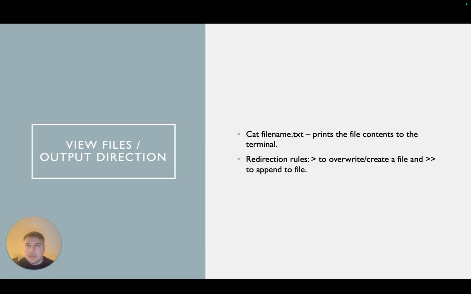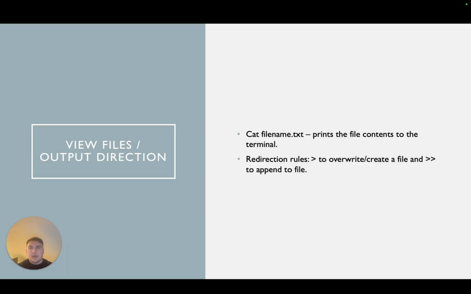So next in this slide I have the view files and the output redirection. cat prints a file's contents to the terminal. So let's say you have a file that you created with code and you wanted to copy it for some reason. You could just type cat, that file name, and it'll actually just copy the whole thing into your terminal, which is pretty useful if you develop a lot.